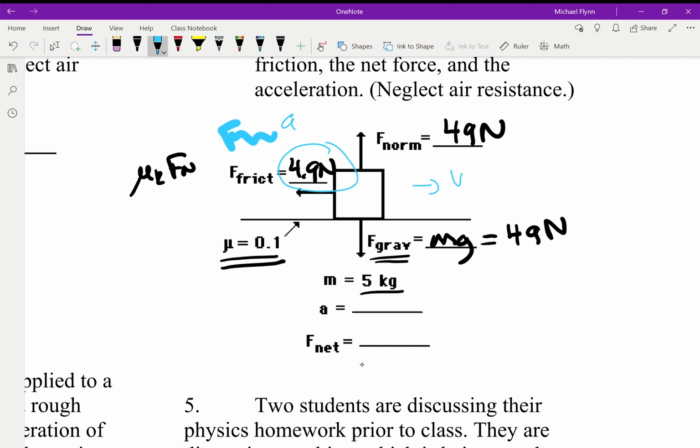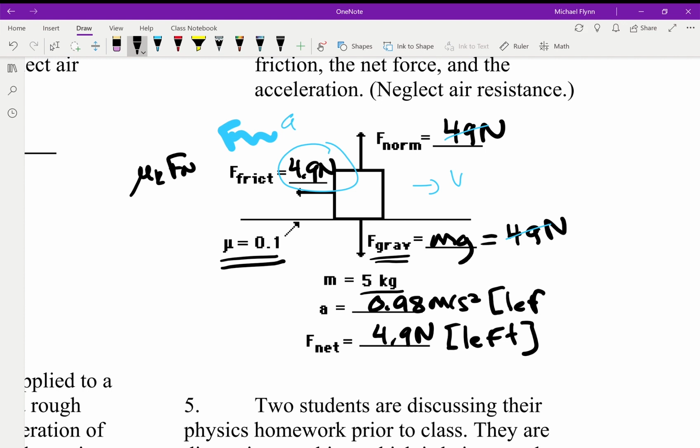These two cancel out. Now they're there, but they cancel out because one's up and one's down. So the net force is just 4.9. So first we'll write down the net force. So this is 4.9 newtons, right? And it would be to the left, the same direction as the friction force. So this is the unbalanced force, that force of friction. Now I'm going to divide it by 5. So 4.9 divided by 5 is 0.98. So my acceleration is 0.98 meters per second squared to the left.